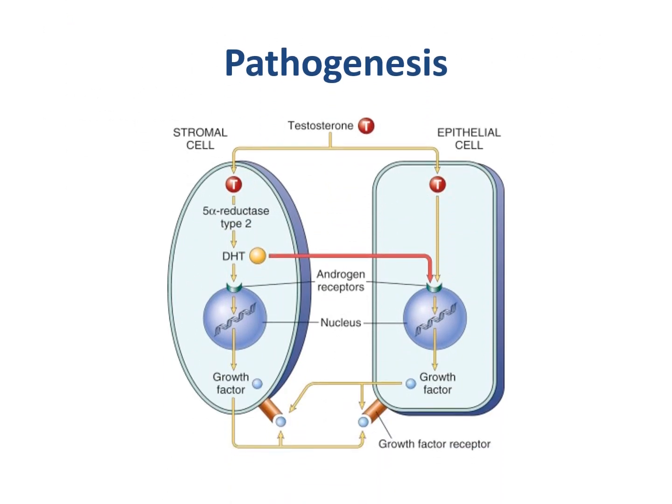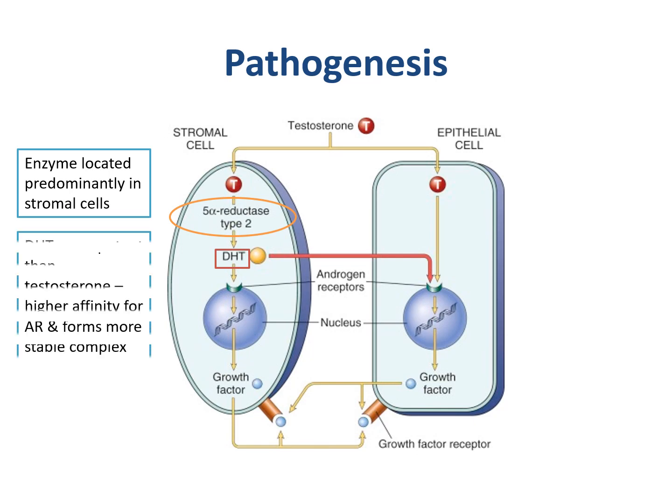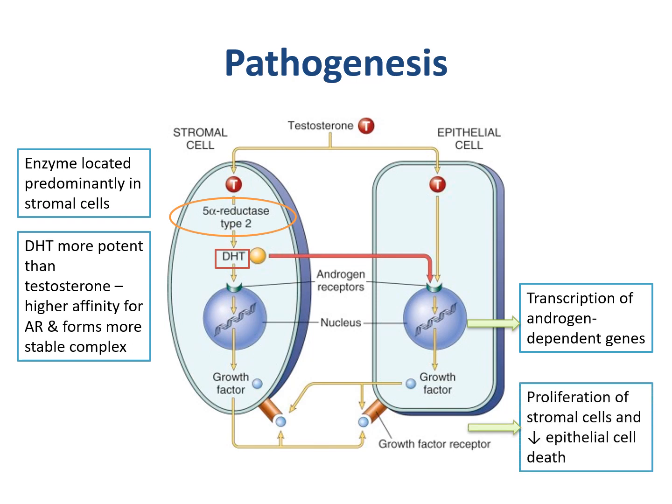So let's look at that in terms of image-wise. Again, just to recap, you have circulating testosterone, which enters the stromal cell, and they get converted into DHT by the action of 5-alpha reductase type 2. Then the DHT will bind to the androgen receptors in the stromal cells as well as in the epithelial cells. Testosterone can also bind to androgen receptors. However, DHT is way more potent, so they form a much more stable complex compared to testosterone and androgen receptors. The outcome is that you get transcription of androgen-dependent genes, and subsequently you get proliferation of stromal cells and decrease in epithelial cell death, with a net effect of an increase in the number of epithelial and stromal components.